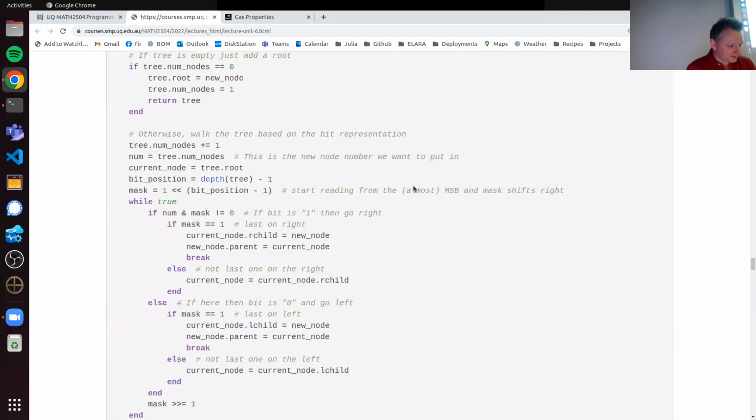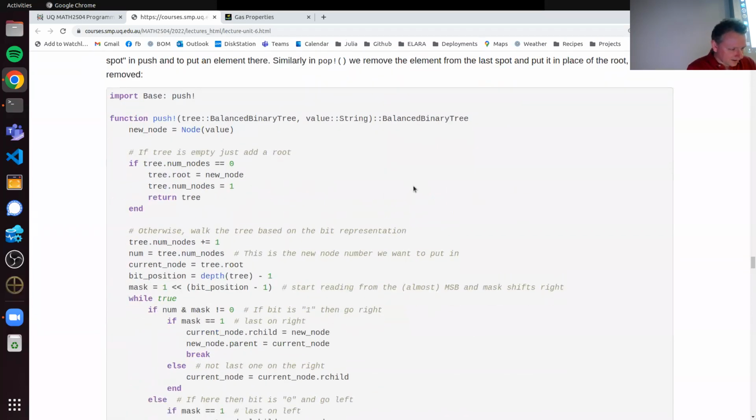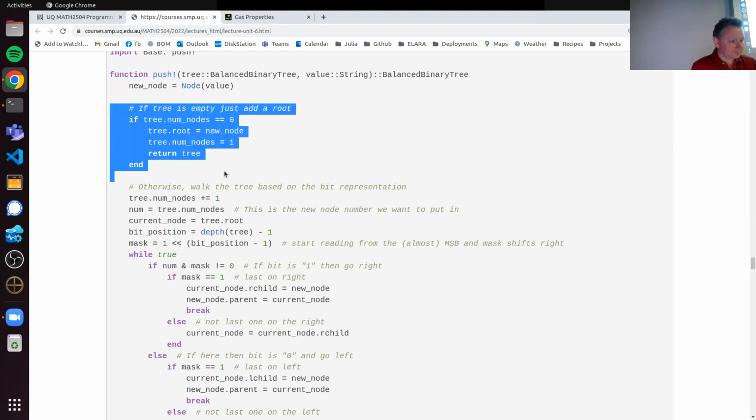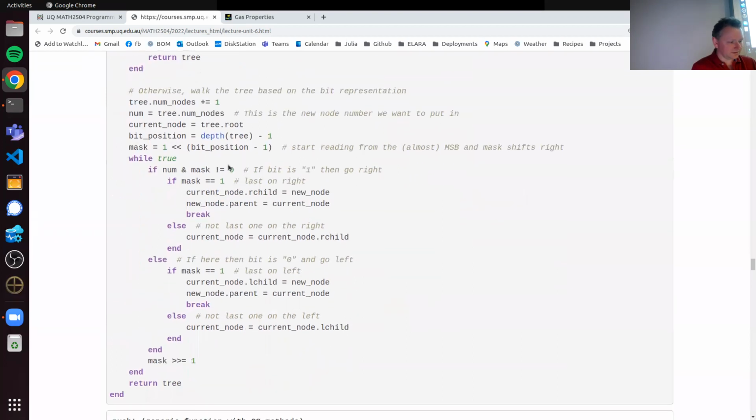But since we know the layout of the tree, it's not so hard. So if we want to push onto the tree, we create a new node, which is going to have the new value. And then we're going to have to manipulate the existing nodes, like change where they're pointing to and things like that. If the tree is empty, we just stick that in as the root node. If it's not empty, we do this logic down here. We add 1 to the number of nodes.